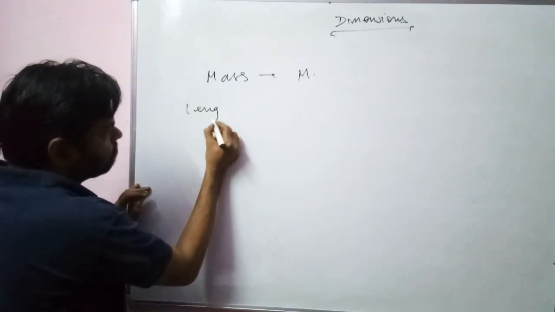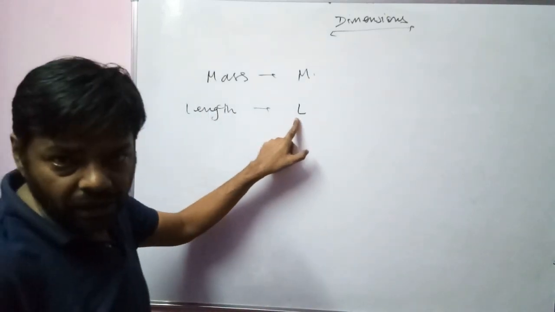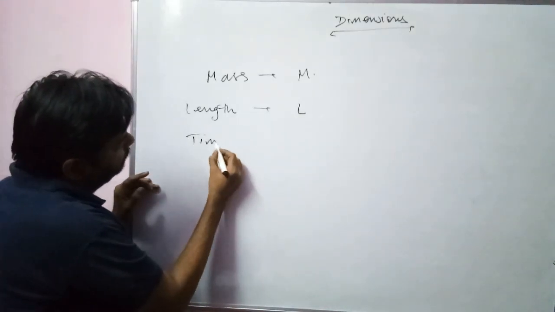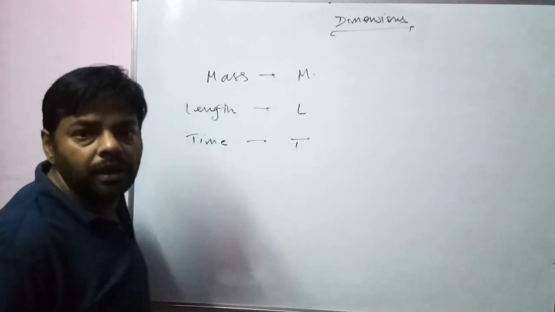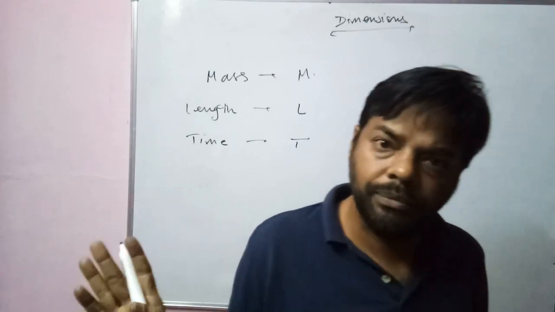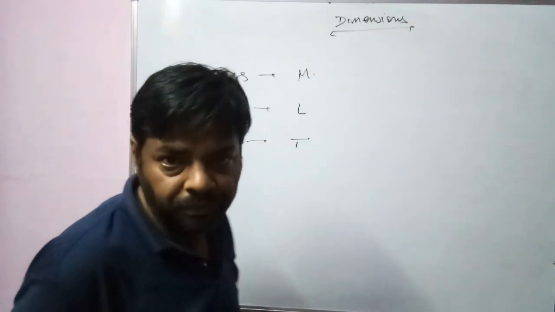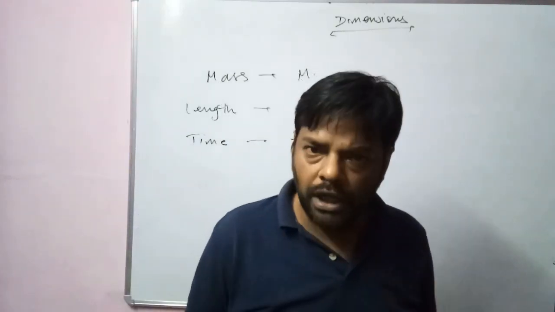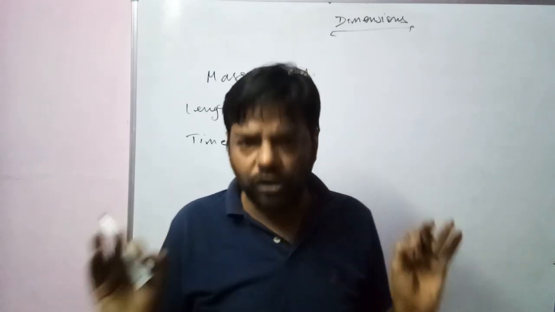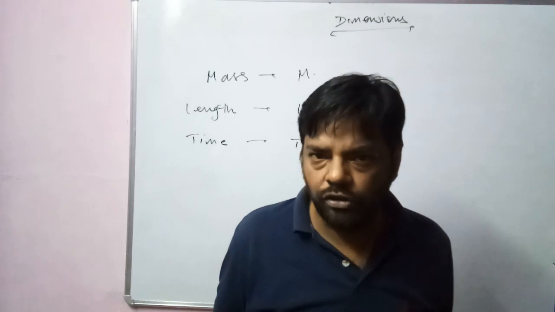Similarly, the unit of length is written as capital L. The capital L is the symbolic representation of the unit of length. Similarly, time, capital T. This capital T is the symbolic representation of the unit of time. Got it? I think it is clear to you. Why? Because I will discuss every derived quantity in terms of mass, length and time. In today's lecture, I am not going to discuss those physical quantities which require the rest of the fundamental quantities. Okay?